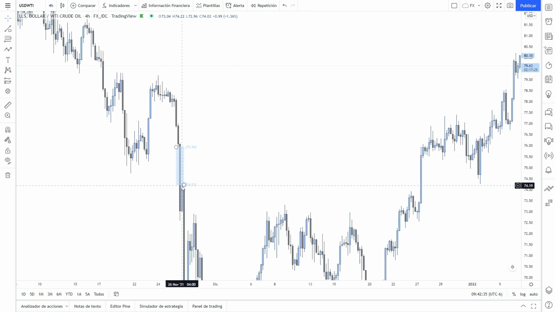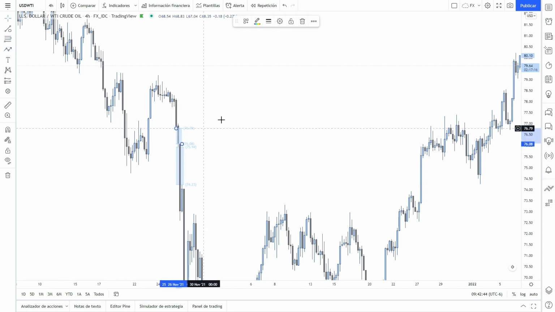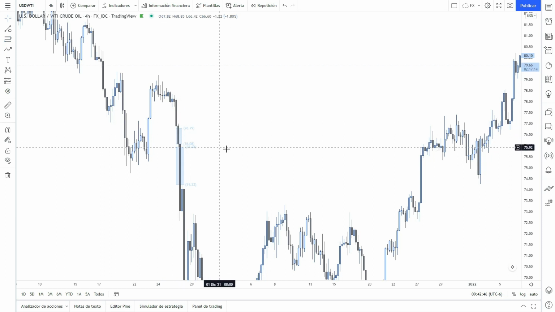This is an inefficiency. This is an inefficiency. They look like this. Strong movements where you see the price didn't connect with the previous candle. See? We have another one here. These are called inefficiencies. Also known as imbalances. It's the same thing.